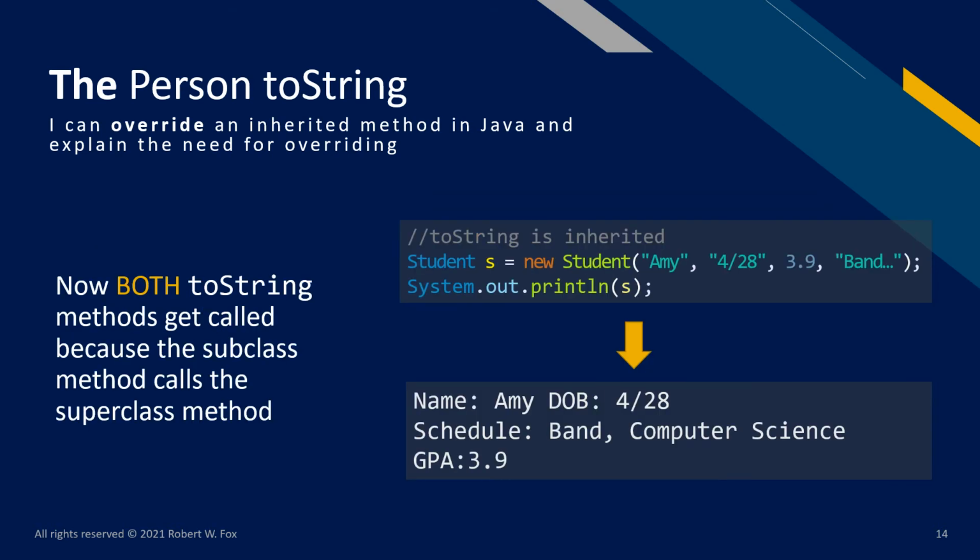And by doing this, both toString methods get called because the subclass method calls the superclass method, and now we have an output, a result that combines both the original toString method and the overridden one, and we didn't have to double up on the code.